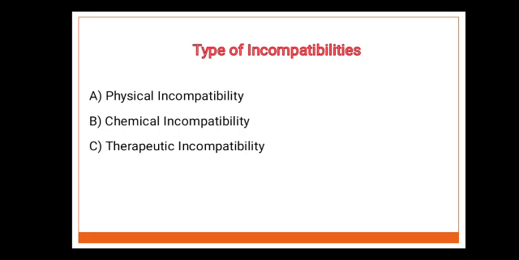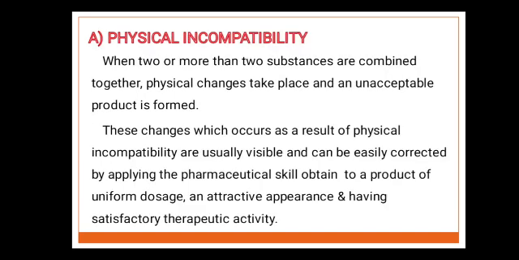Now the types of incompatibilities. There are three types of incompatibilities: physical incompatibility, chemical incompatibility and therapeutic incompatibility. Starting with the first type, physical incompatibility. The definition: when two or more substances are combined together, physical changes take place and an unacceptable product is formed.